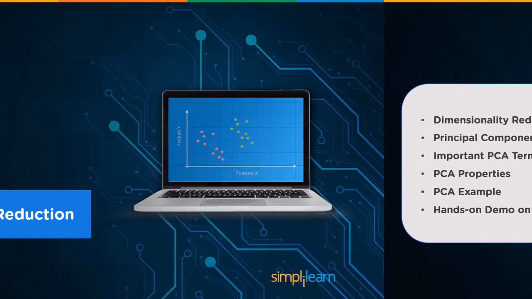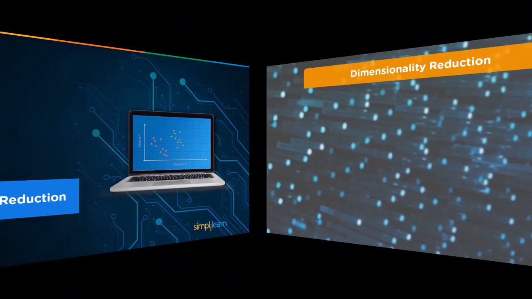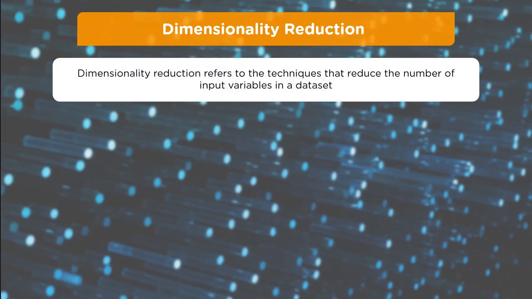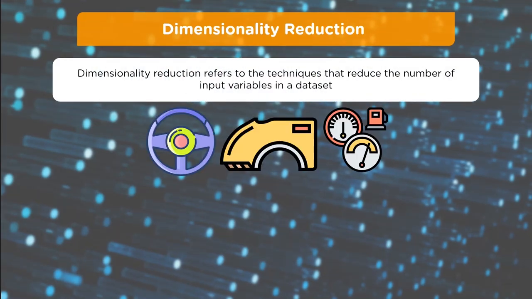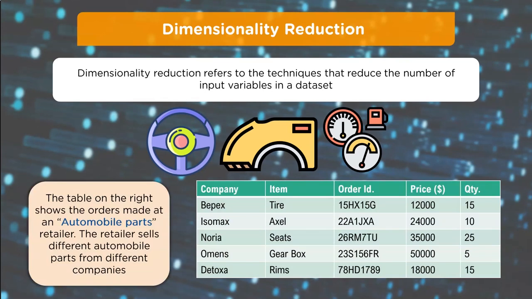it's used. Dimensionality reduction. Dimensionality reduction refers to the technique that reduces the number of input variables in a data set. And so you can see the table on the right shows the orders made at an automobile parts retailer. The retailer sells different automobile parts from different companies. And you can see we have company BPEX, ISOMAX, and they have the item, the tire, the axle, an order ID, a price number, and a quantity.